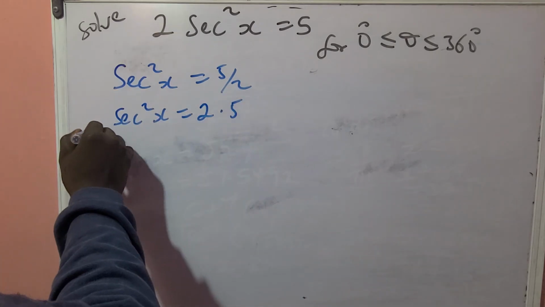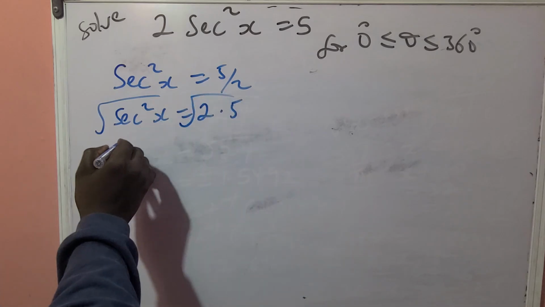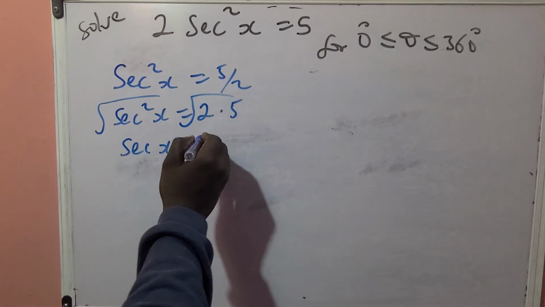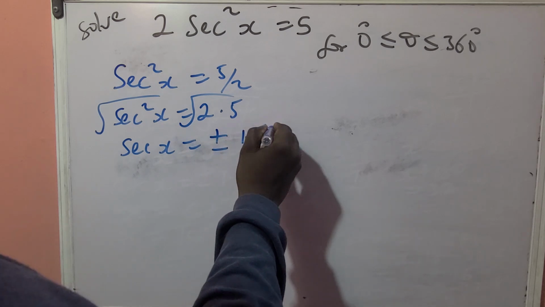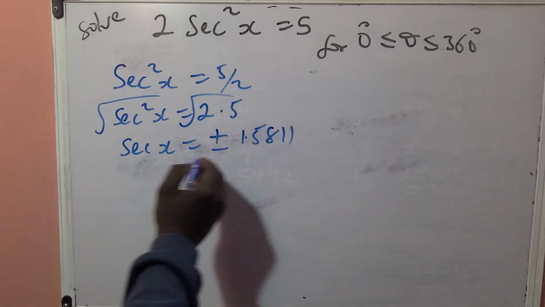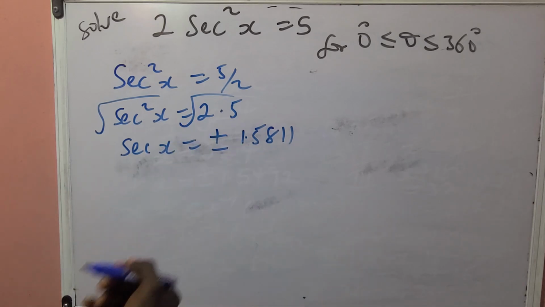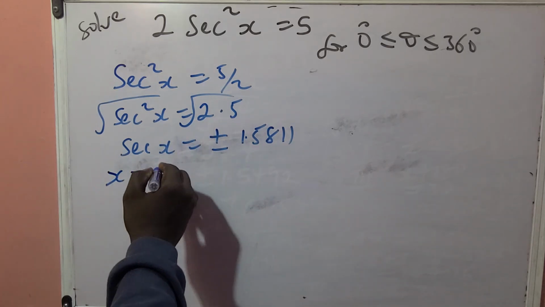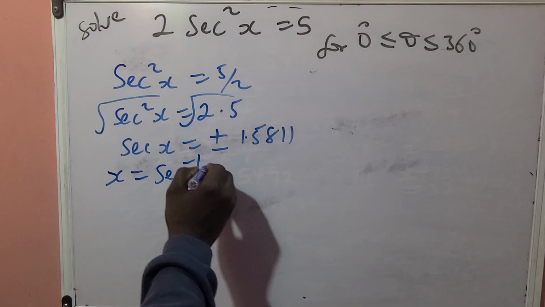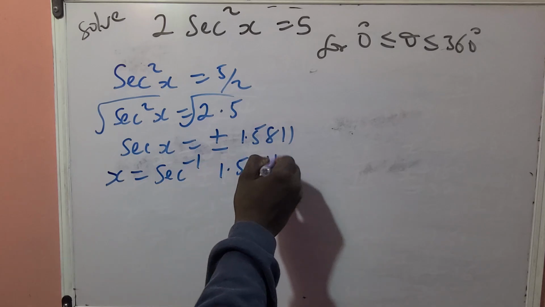In this case, we have to take the square root of both sides. So we have sec x equals plus or minus 1.5811. So in this case, sec x is positive and negative, so we have to use our quadrant again to investigate for when x is positive and negative. But before we do that, let's quickly find the sec inverse of 1.5811.